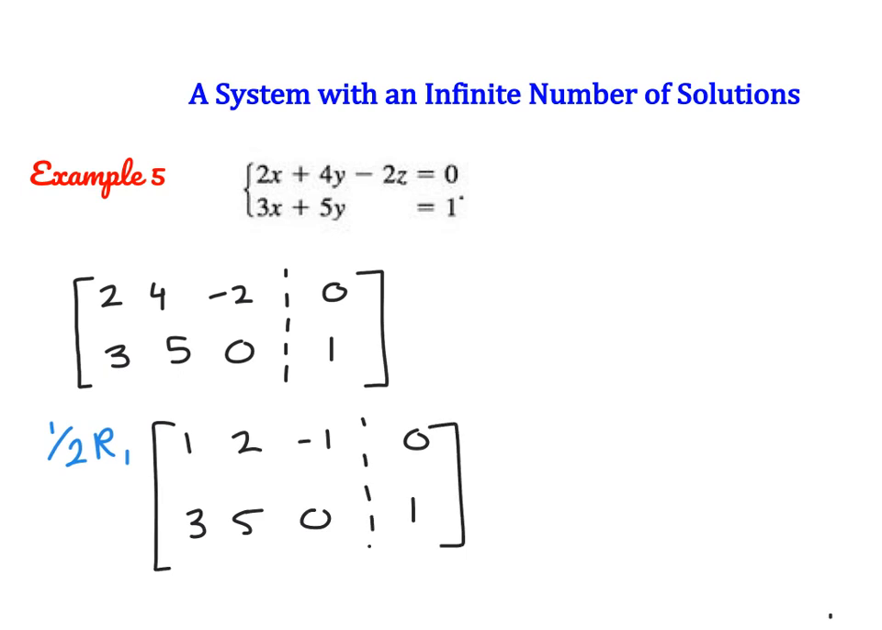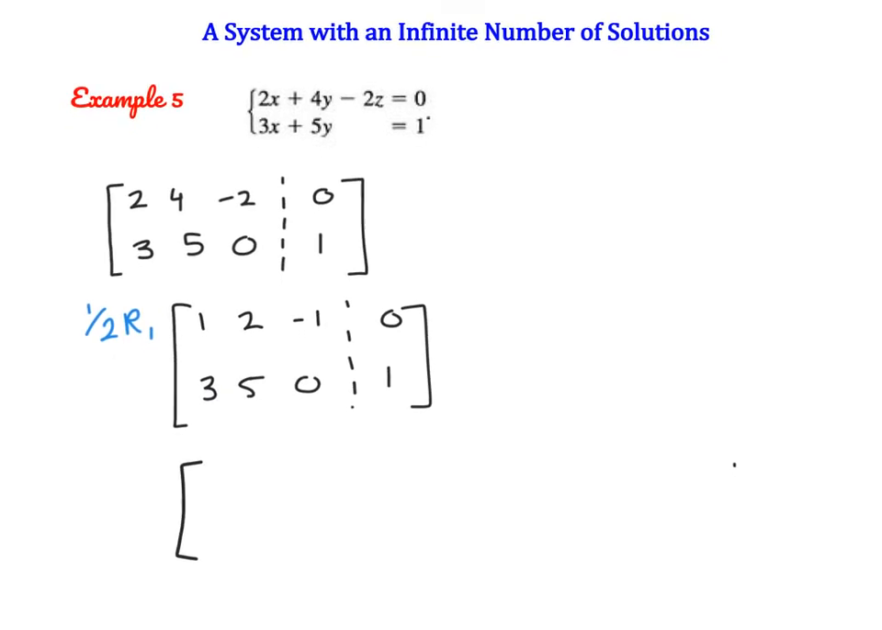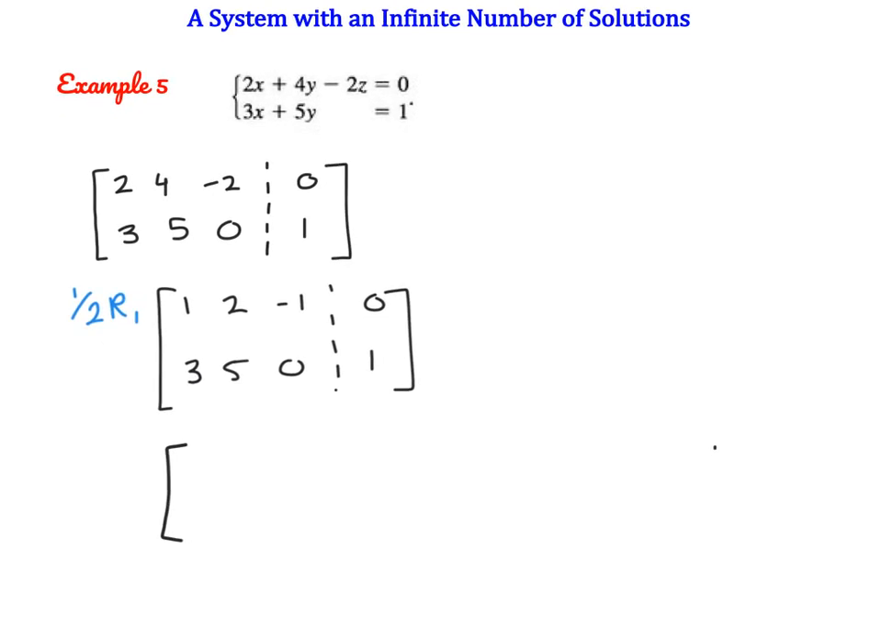Okay, and so now I know that our next goal would be to create a 0 right here. So I can do that by adding it to -3 times row 1. So our first row will stay the same. And then here we'll do -3 times row 1 plus row 2. So we have 0, -1, 3, and 1.